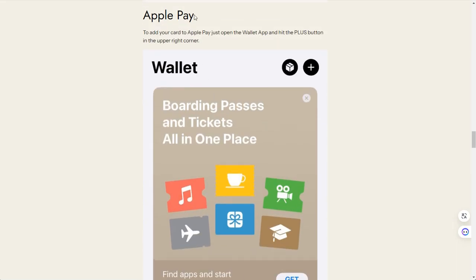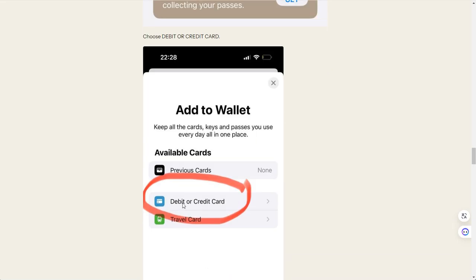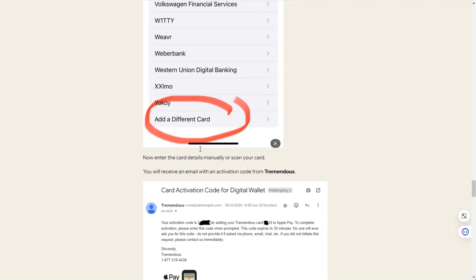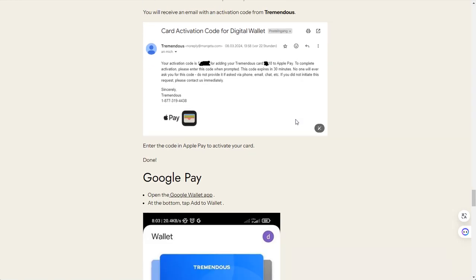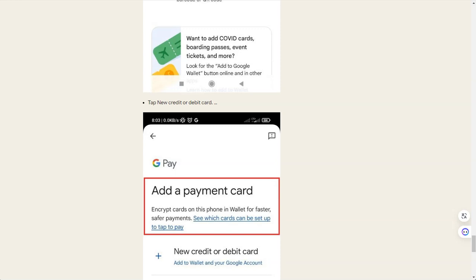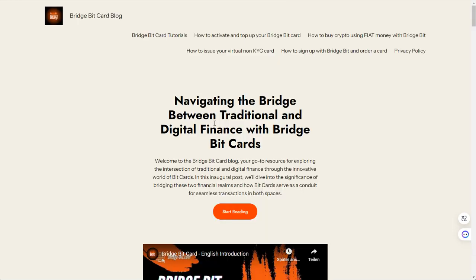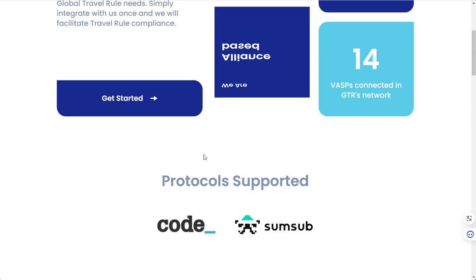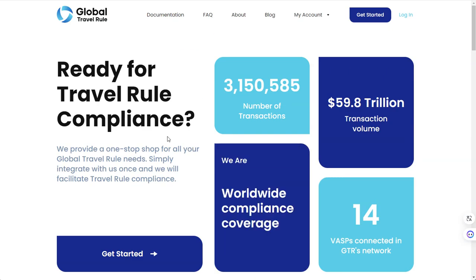So this is how to add your card to the Apple Pay. So you just go to the wallet app, you hit plus, and then you add a debit card. So just scroll to the bottom, add a different card, enter your 18-digit code, and off we go. So you can do the same with your Google Pay. So this is basically how BridgeBit can help you navigate the new travel rule, right? So I would encourage you guys to make yourself familiar with this regulation because this will become very important and you want to stay safe, right? You want to stay safe, you want to stay private. If you're a crypto user, you have to be very, very careful.